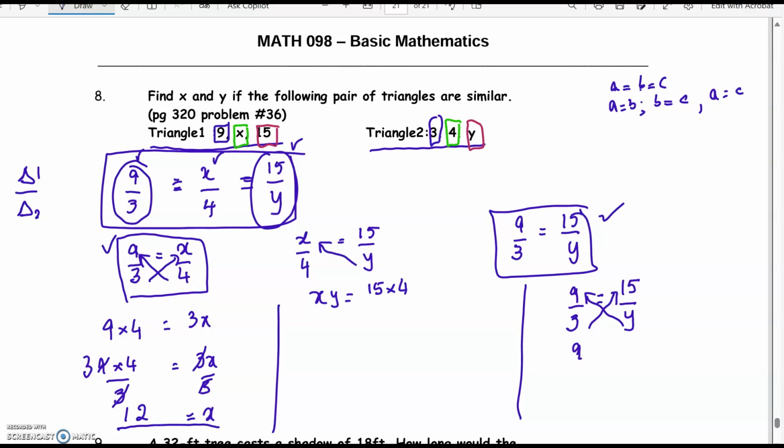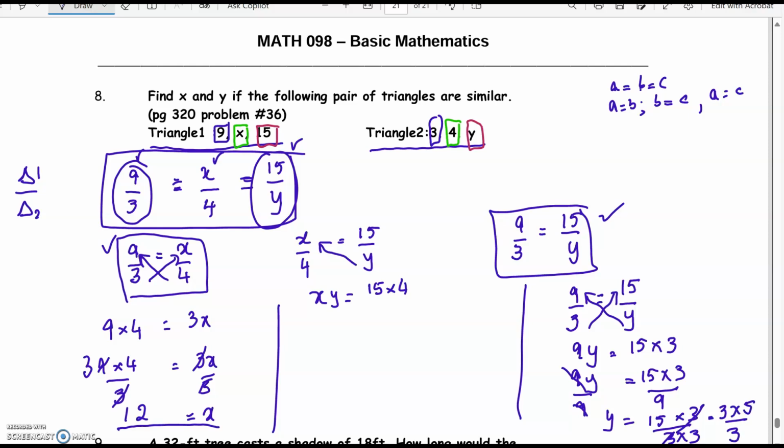Cross multiply. So 9y equals 15 times 3. So 9y divided by 9 is equal to 15 times 3 divided by 9. And y is equal to 15 times 3 divided by 3 times 3. We cancel the 3's and 3 goes 5 times into 15. So I cancel the 3's again and I get a 5. So what this tells me is that x is 12, y is 5.